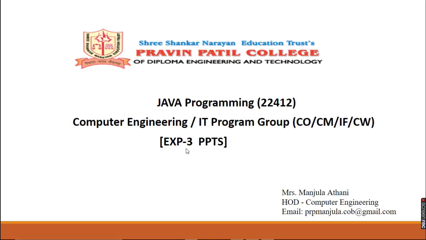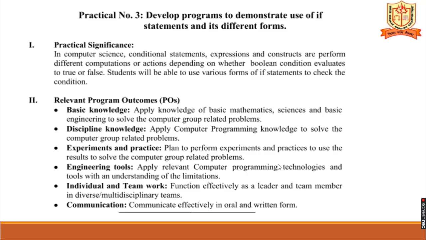So in this video, we will see experiment number 3 of Java programming. In this practical number 3, develop a program to demonstrate use of if statement and its different forms. Practical significance: in computer science, conditional statements, expressions and constructs perform different computations or actions depending on whether a Boolean condition evaluates to true or false. Students will be able to use various forms of if statements to check the conditions.